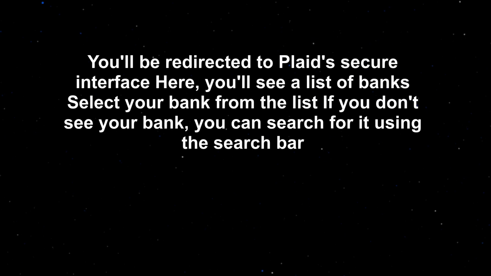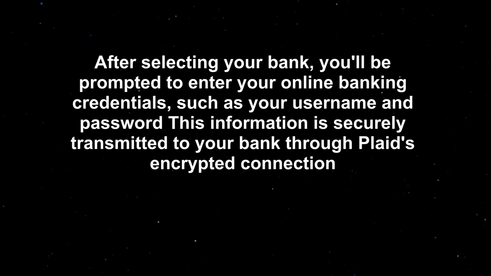Here, you'll see a list of banks. Select your bank from the list. If you don't see your bank, you can search for it using the search bar. After selecting your bank, you'll be prompted to enter your online banking credentials, such as your username and password. This information is securely transmitted to your bank through Plaid's encrypted connection.